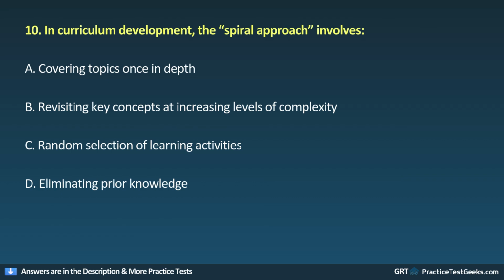In curriculum development, the spiral approach involves A. Covering topics once in depth. B. Revisiting key concepts at increasing levels of complexity. C. Random selection of learning activities. D. Eliminating prior knowledge. 11.